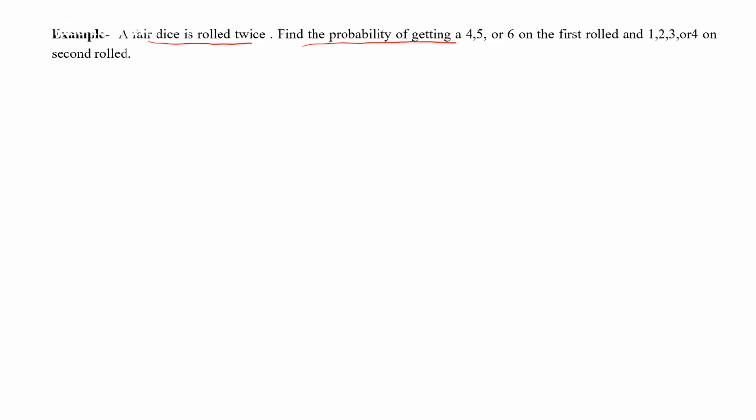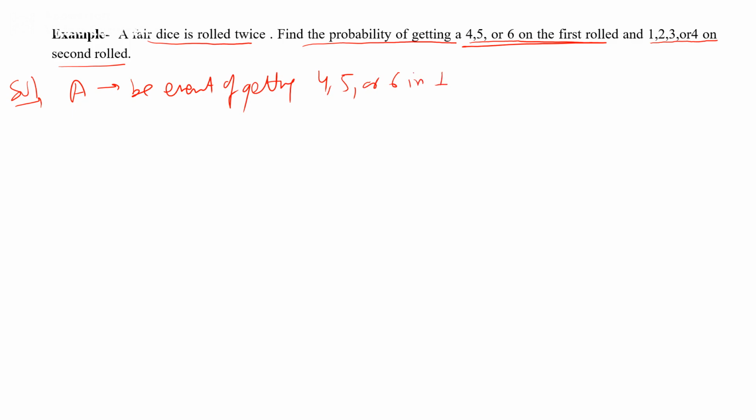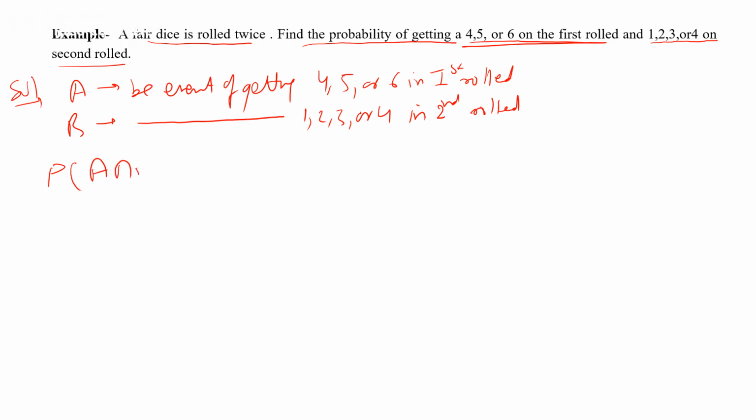Now find the probability of getting a 4, a 5 or a 6 on the first roll and a 1, a 2, a 3 or a 4 on a second roll. So we have to find the probability. Here we consider two events: A be the event of getting 4, 5 or 6 in the first roll, and B be the event of getting 1, 2, 3 or 4 in the second roll. So now we have to find the probability of A intersection B.